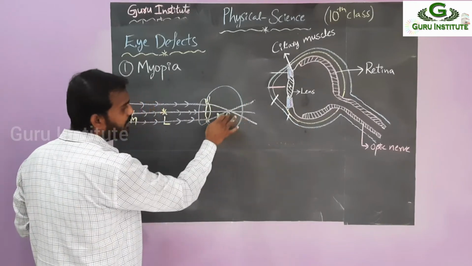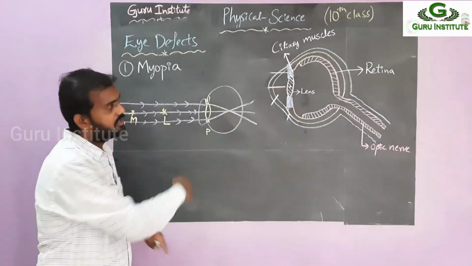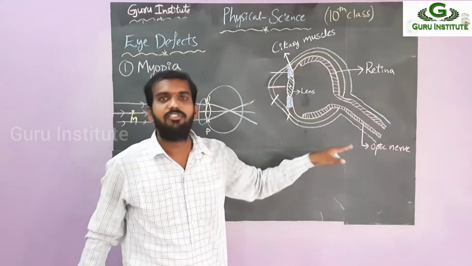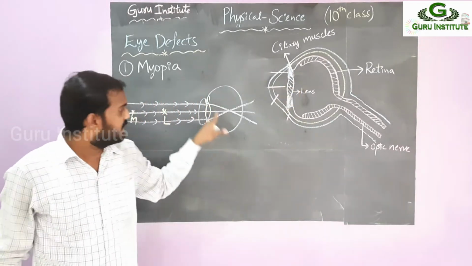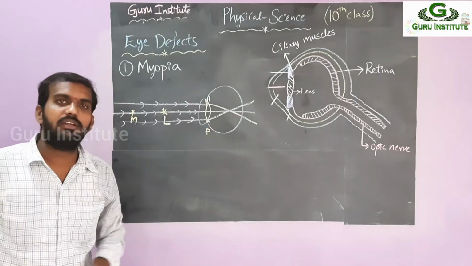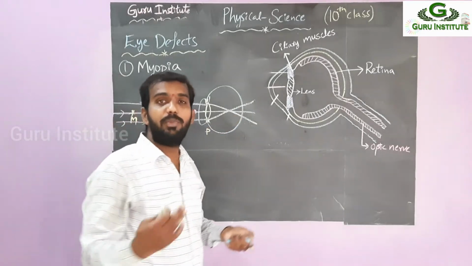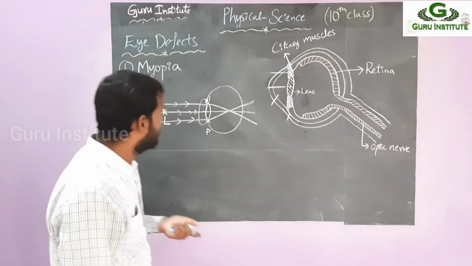That means they meet before the retina. This is the retina point, the outer surface. Actually the retina is curved, but for our convenience I am drawing the line only up to this. A circular shape is enough. So they meet before the retina. What will happen then? You can't get a clear image.